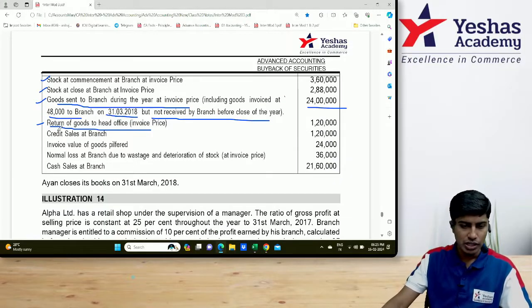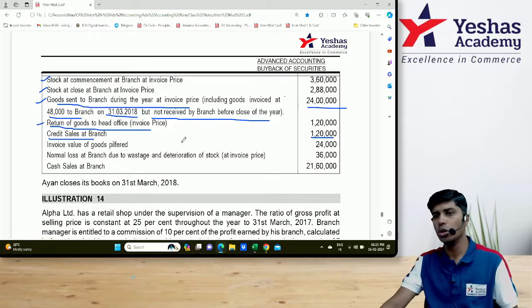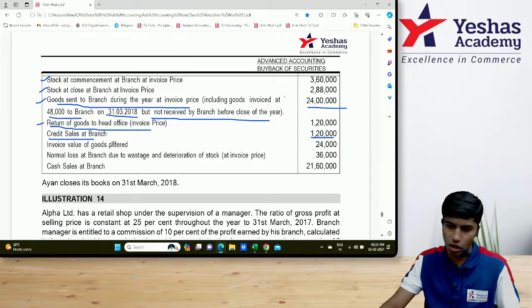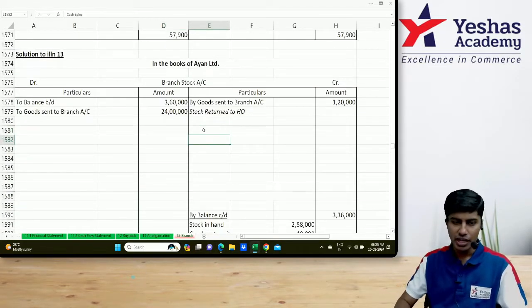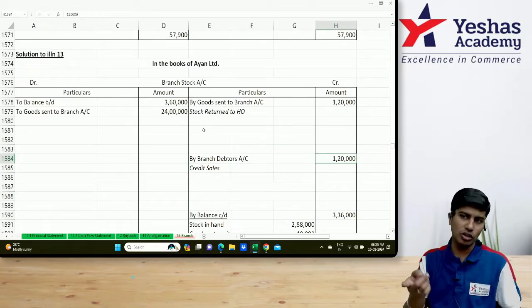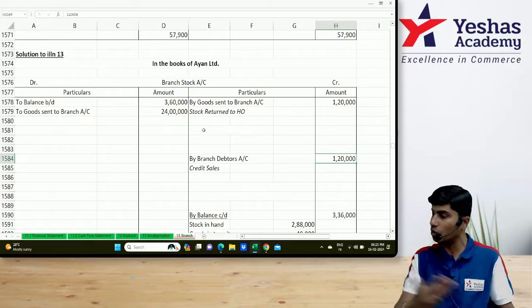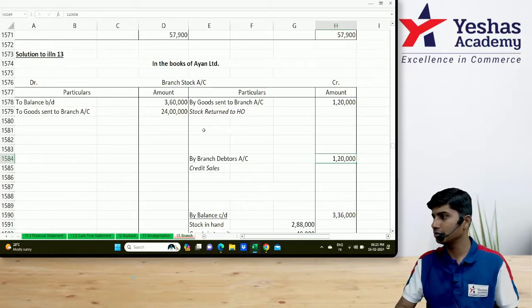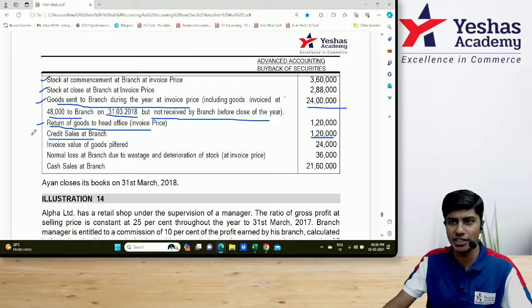What's after 30,000? Then we have credit sales at branch. Credit sales is 1,20,000. Credit sales journal entry is branch debtors account debit to branch stock account. Very good. So in my branch stock account, I'll write by branch debtors. And we are not preparing debtors account in this question. If you are preparing there on the debit, I would have written to branch stock. Because we are not preparing branch debtors account, we won't write that. Okay now? Very good. After this 1,20,000, should I remove load on credit sales?